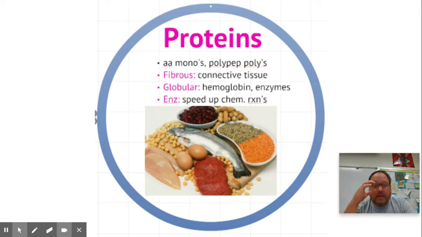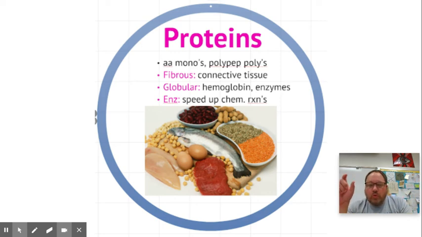Proteins, they are made of amino acids. That's abbreviated AA. So the monomer is an amino acid, and then you link them together, and it forms what's called a polypeptide. Poly meaning many. Peptide is referring to the types of bonds between the amino acids. So what I think of is like Lego blocks. There are only so many different types of Lego blocks, right? But you could put them together in all sorts of different combinations to make all sorts of different structures.